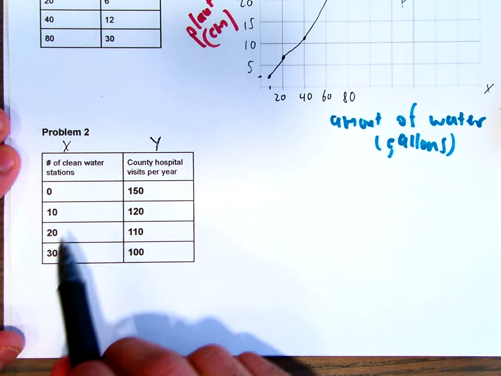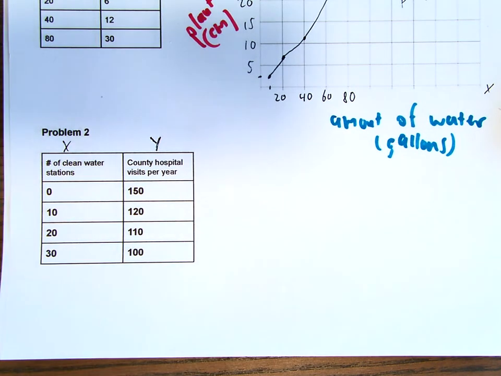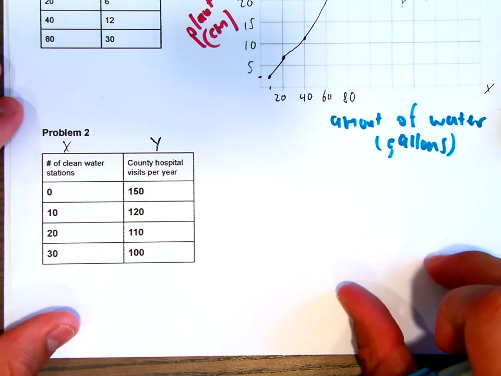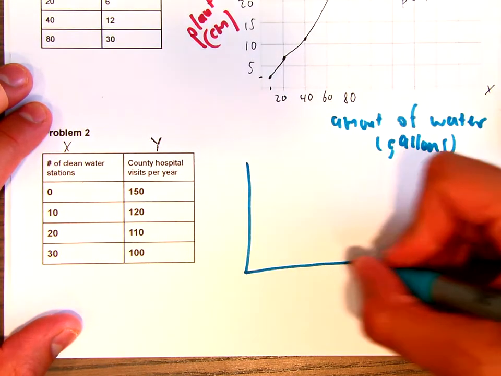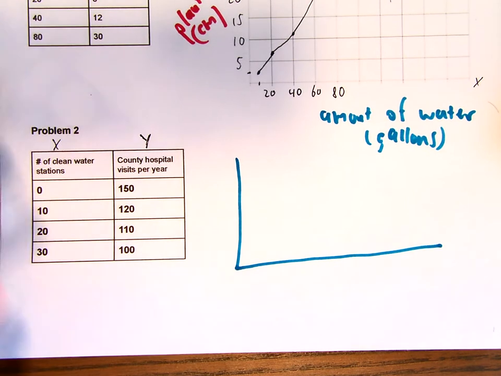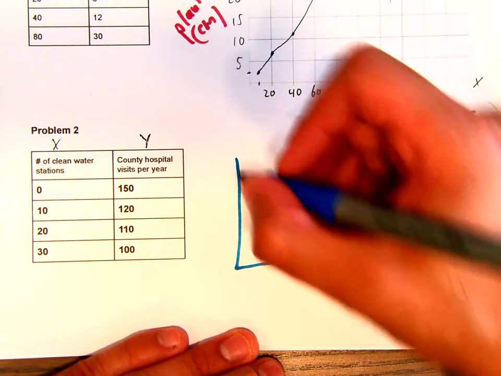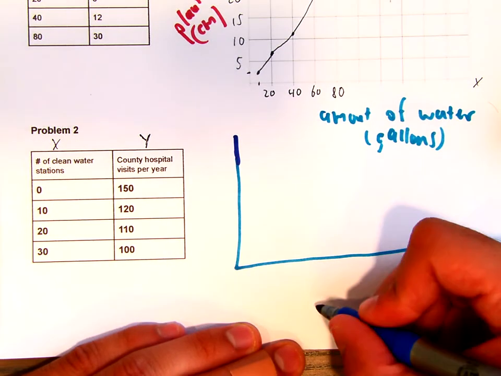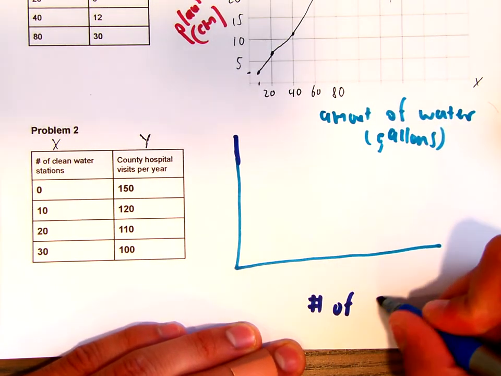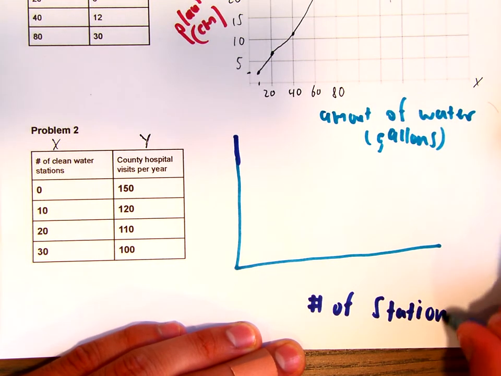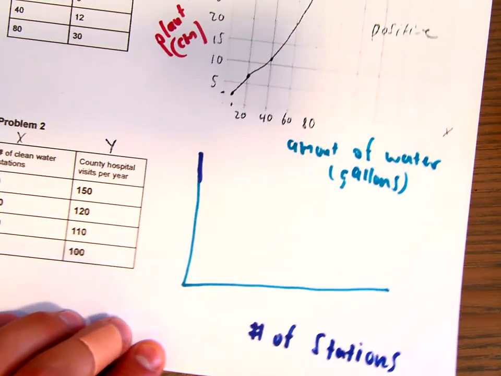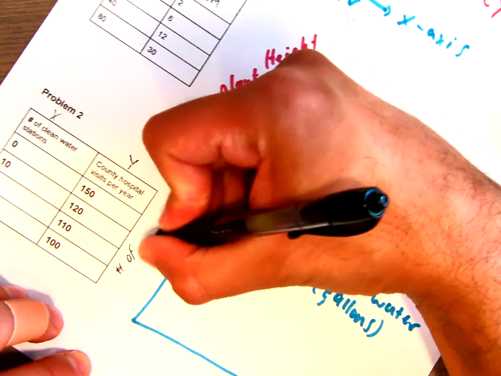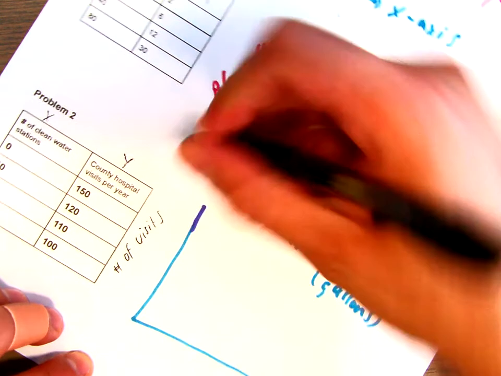Okay, so let's go ahead and look at this data. So I draw my graph, right? I keep it simple. I first start by labeling everything. So this would be number of stations. And on this side, I'm going to have hospital visits. I'm just going to put visits, number of visits, because I don't want to write that whole thing.